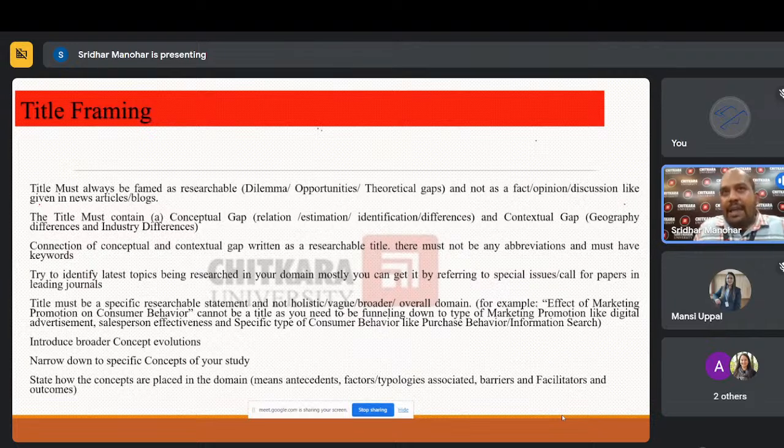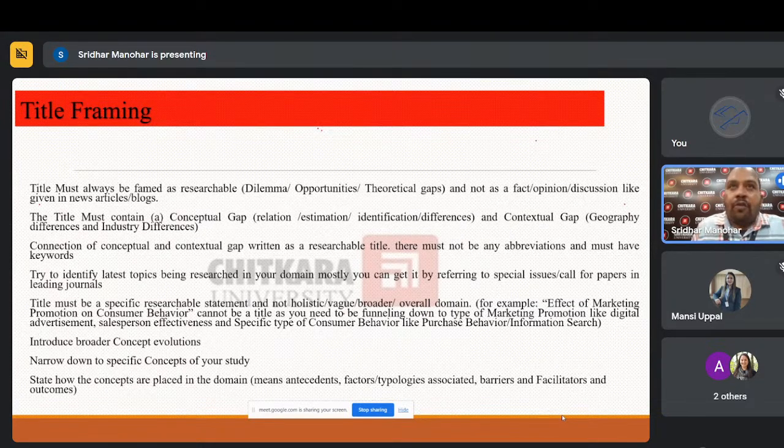So you can identify the latest topics or research topics from special issues or calls for papers from the leading journals. I would also explain how you can look for the recent topics which have been discussed in your domain. The domain over here is where a group of people are working on a similar topic or similar idea.